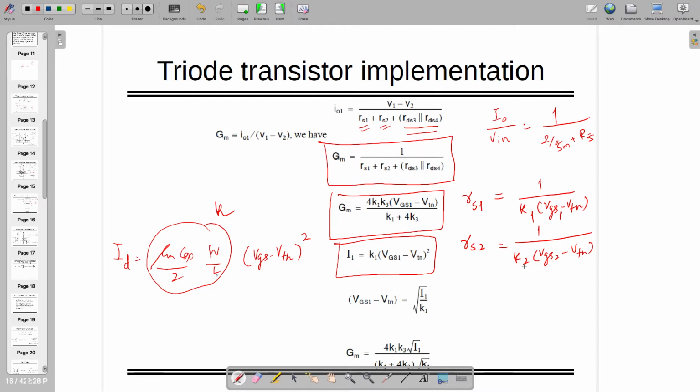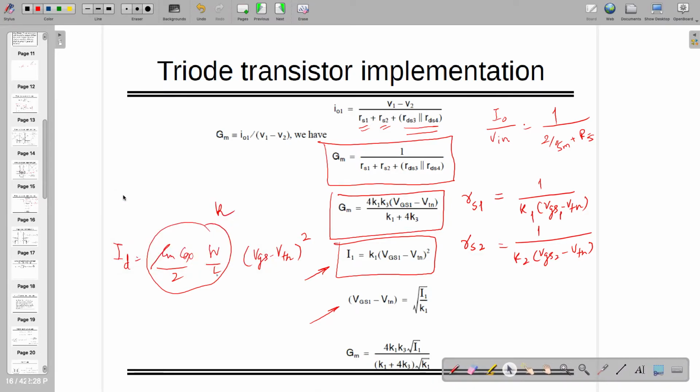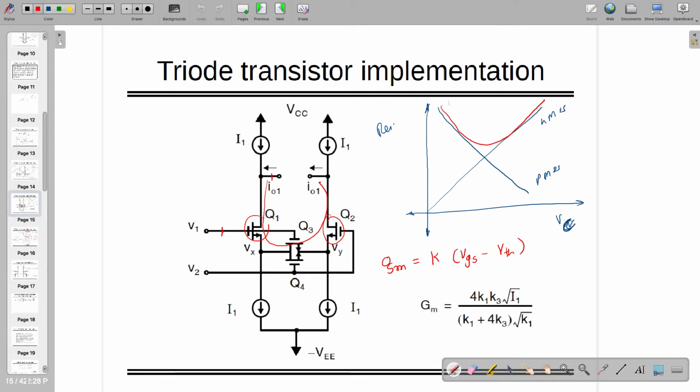So when you are doing all these things, you can find out I1, and you can find out VGS1 minus VTN in terms of current and K1, and you can feed this here. So that was the equation written in total. But these are the playing with the equations, and you are finding out some closed form equation, right?